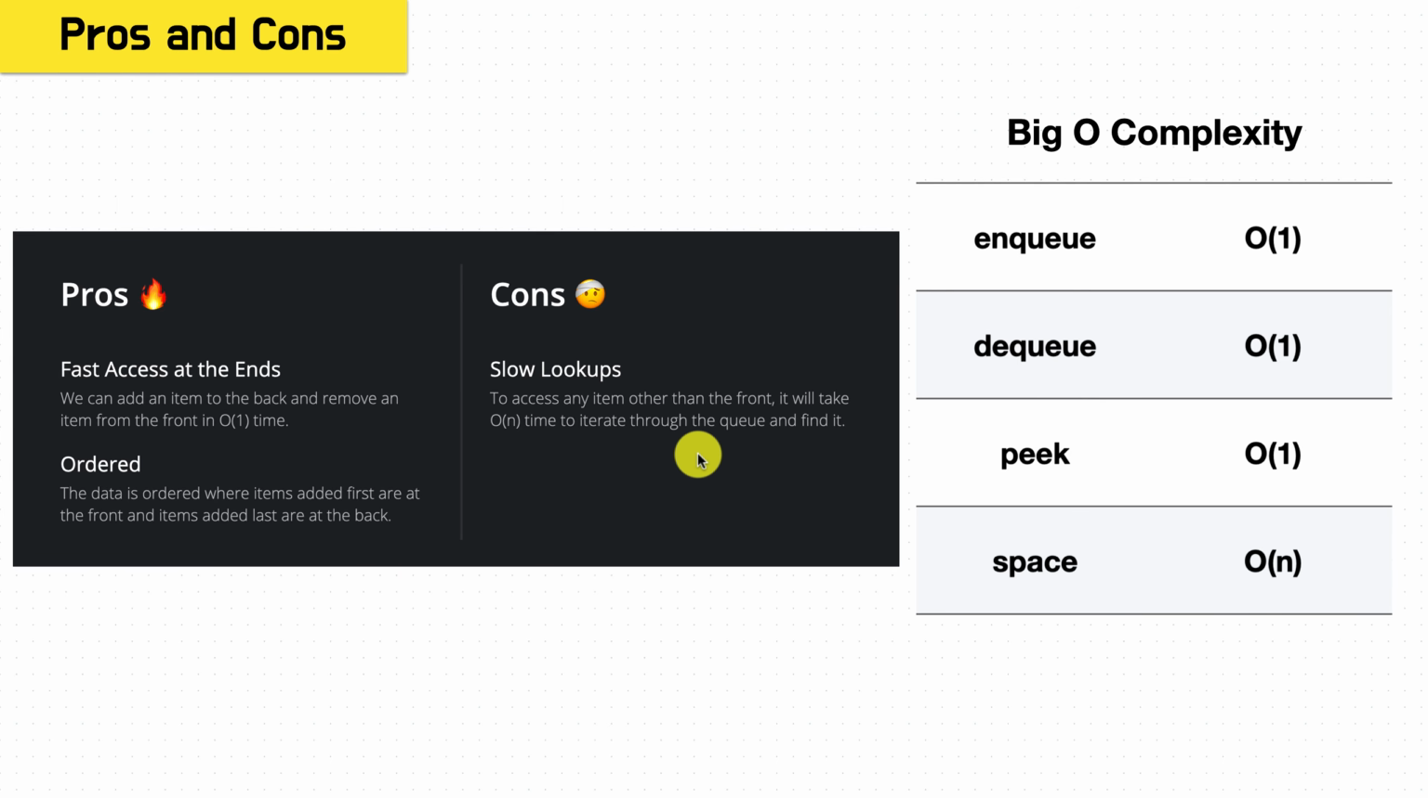The downside to a queue is slow lookups. So if you want to find an item in the middle of the queue, you have to dequeue each item until you come to the one that you're looking for. And this is going to be a worst case O(n) linear time operation. So if you ever need access to anything other than the front item, then the queue is not going to be a good choice for your data structure, and you're going to want to consider something else.